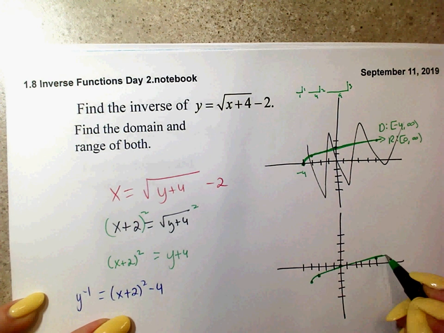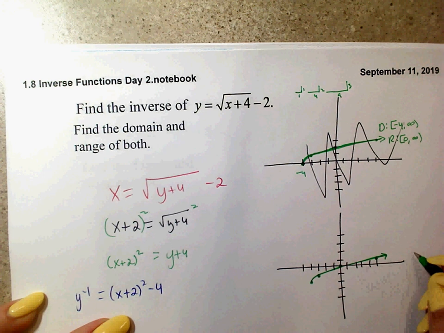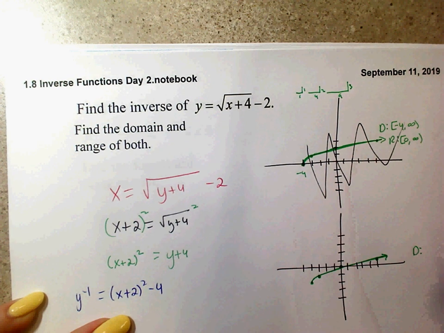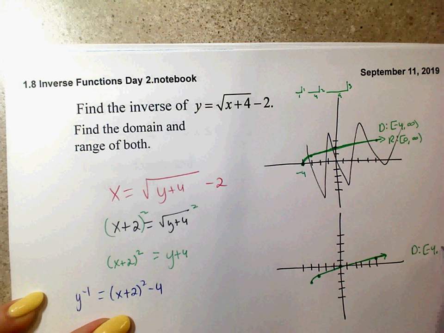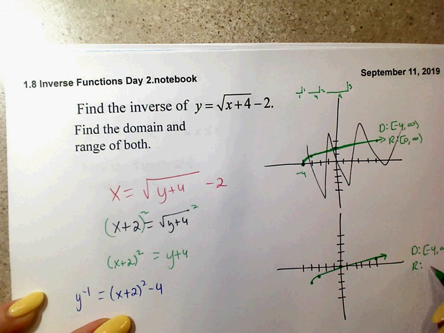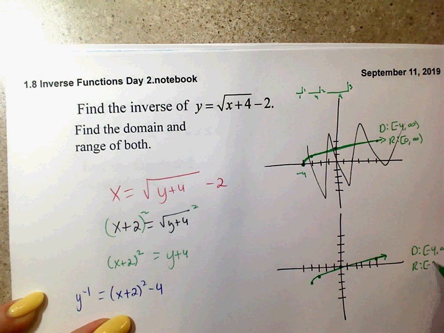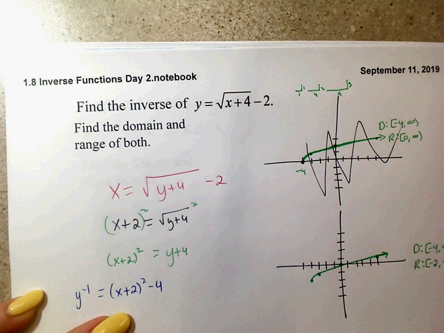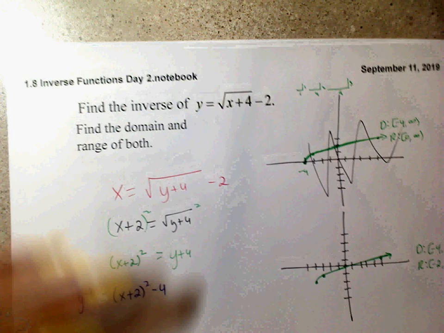So my domain is still -4 to infinity. But my range should be lower. I go down to -2 and up to infinity. Man, my computer went blank.